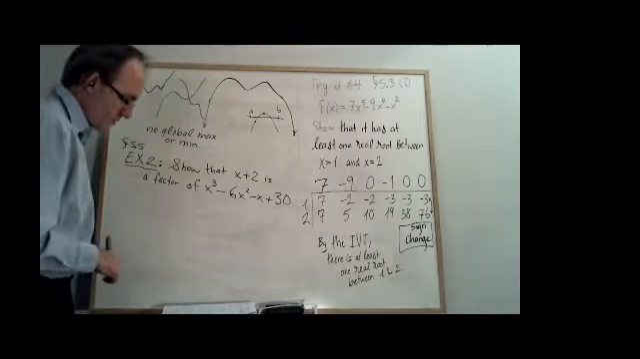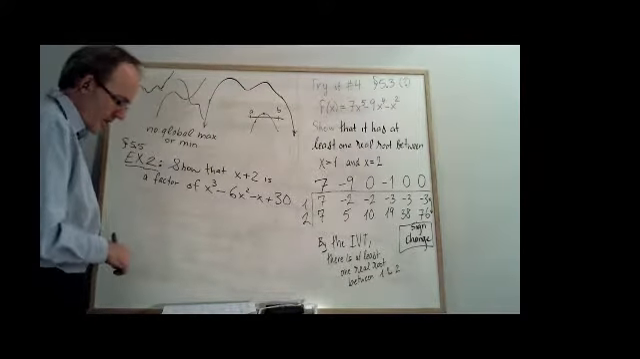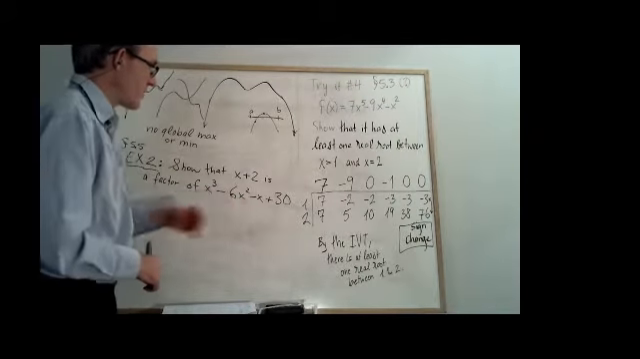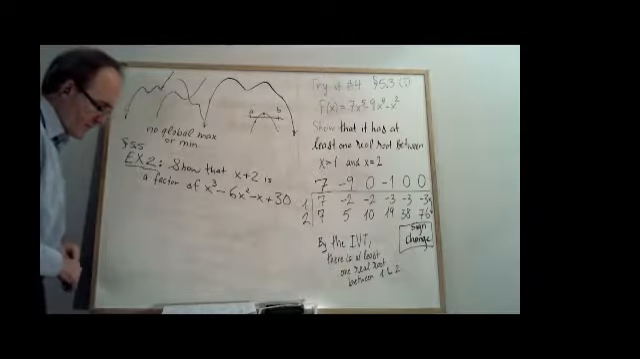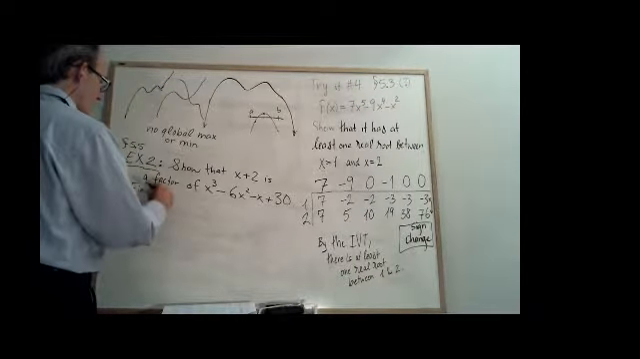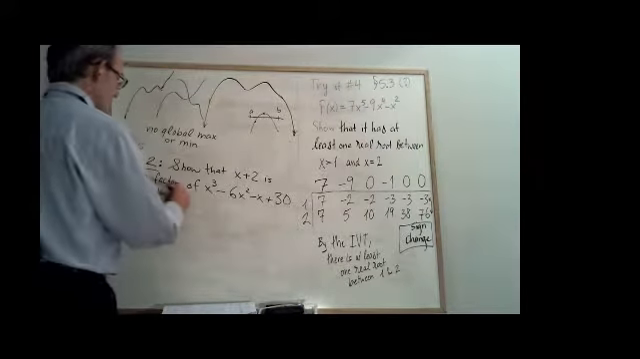All right, so now in this case, you're given that x plus 2 is a factor of this polynomial. Okay, so find the remaining factors and use the factors to determine the zeros of the polynomial.